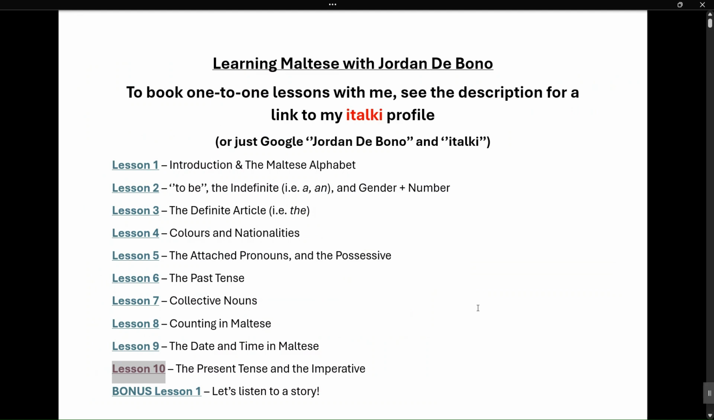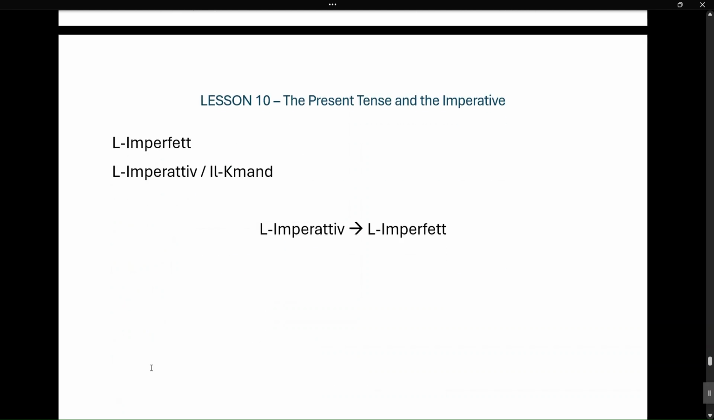The present tense and the imperative. So, finally, we're going to understand why I spoke about the past tense first before the present tense, and why this is the natural order of things when learning the tenses in Maltese. I did write the present tense before the imperative. That was just for marketing purposes. Actually, the imperative is going to be learned before the present tense. All will be revealed momentarily.